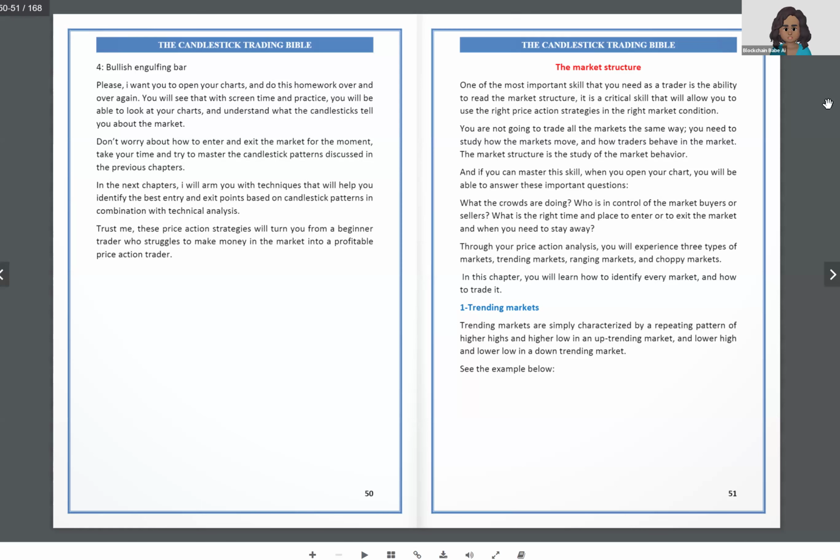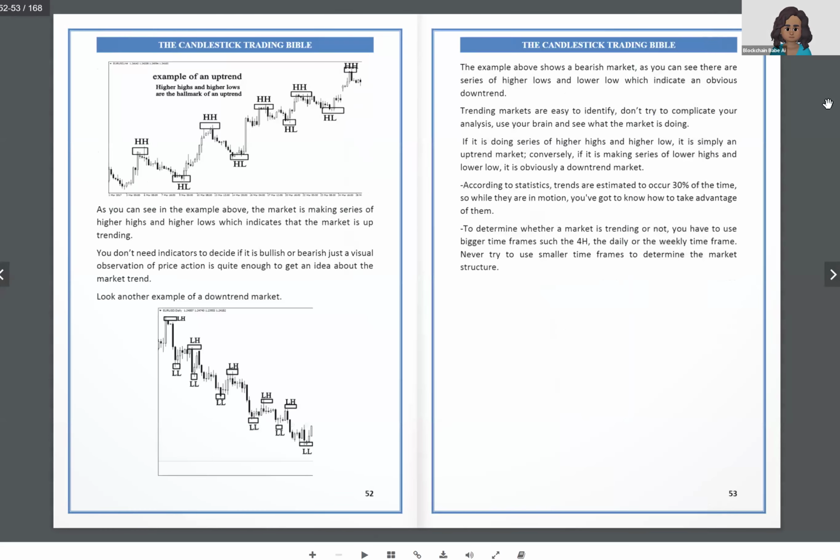So the first one is going to be trending markets. Trending markets are simply categorized by a repeating pattern of higher highs and higher lows in an uptrending market, and lower highs and lower lows in a downtrending market. Let's see the example below. This is an example of an uptrend market.